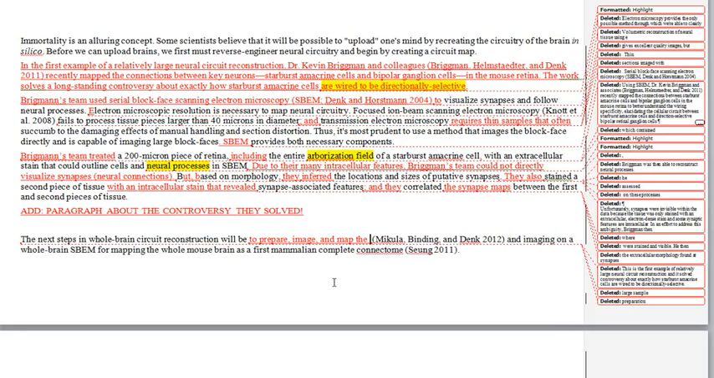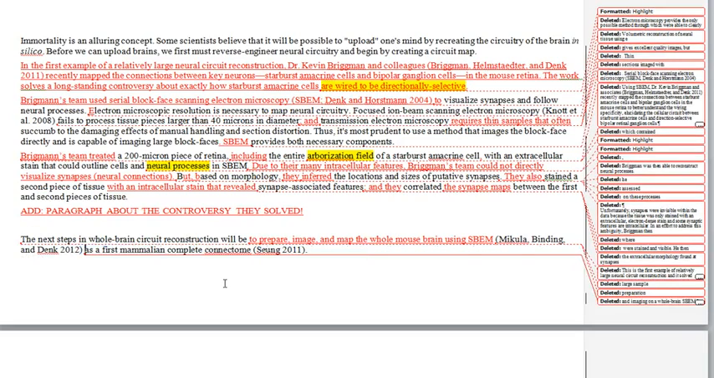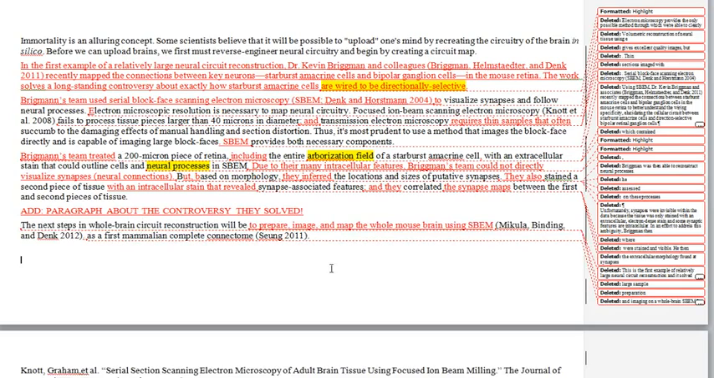To prepare, image, and map the whole mouse brain using SBEM, that type of microscopy. So I think we can condense all of this, imaging and mapping on a whole brain SBEM for mapping the whole mouse brain. I think we can get rid of all of that and just say the next steps in whole brain circuit reconstruction will be to prepare, image, and map the whole mouse brain using SBEM. So I think that's a lot cleaner and faster, and you're using those good verbs there. You can get the whole idea across much more quickly.